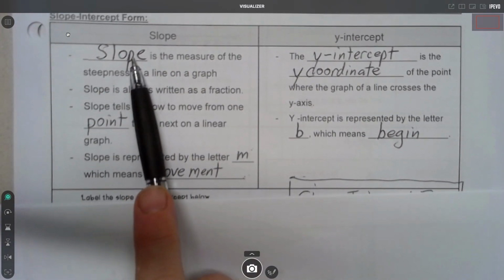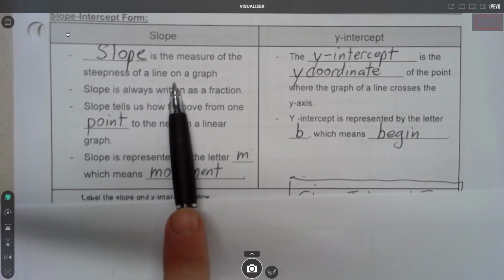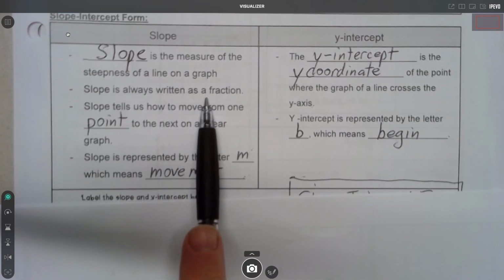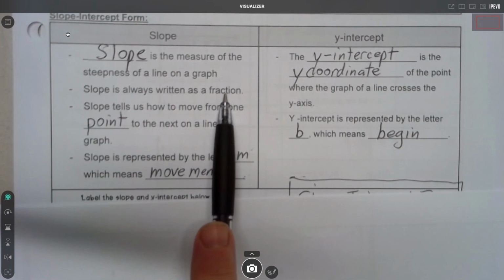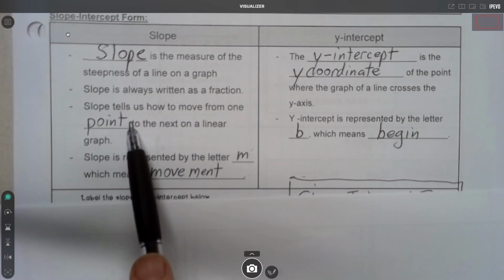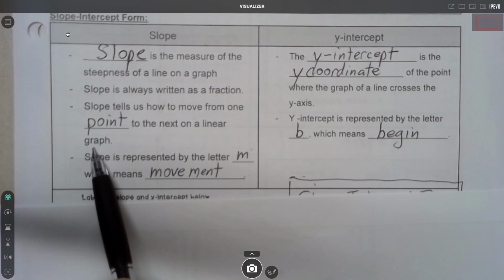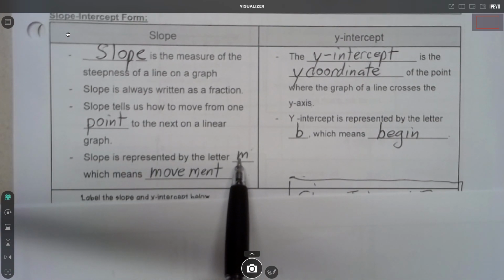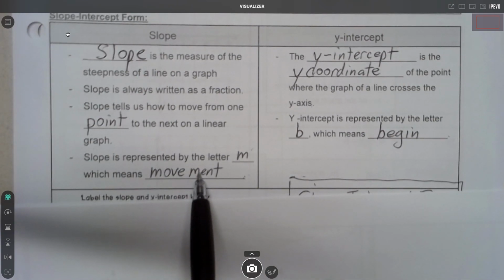So the slope of a line is the measure of the steepness of a line on a graph. We always want to write slope as a fraction in slope-intercept form. The slope tells us how to move from one point to the next point on a linear graph. So it's like a set of directions. It tells us how to get from one point to the next. Slope is always represented by the letter m, which stands for movement. It tells us how we move from one point to the next on the line.